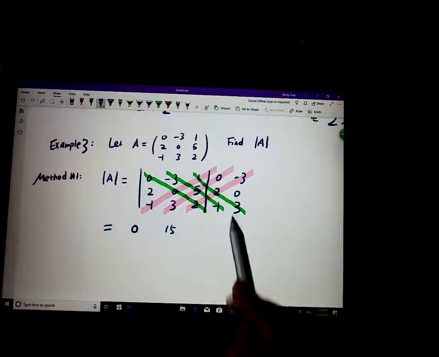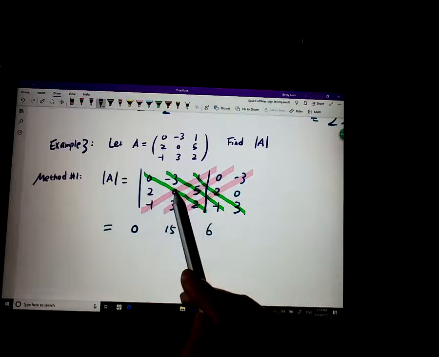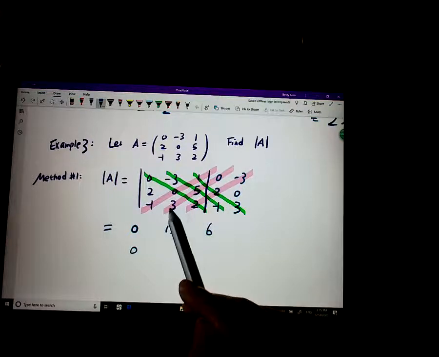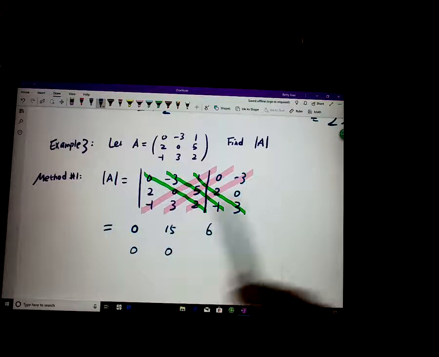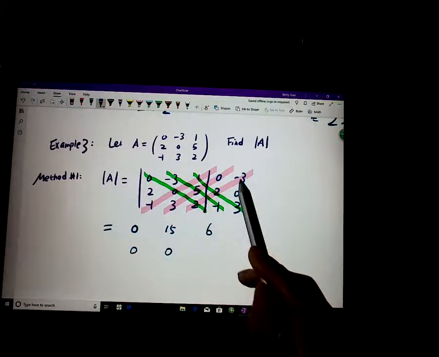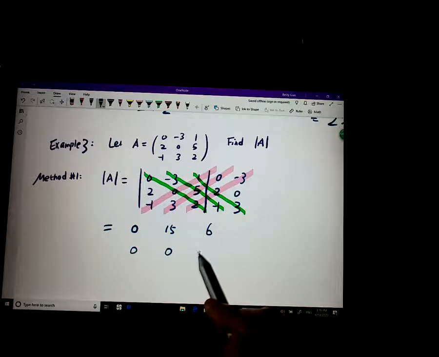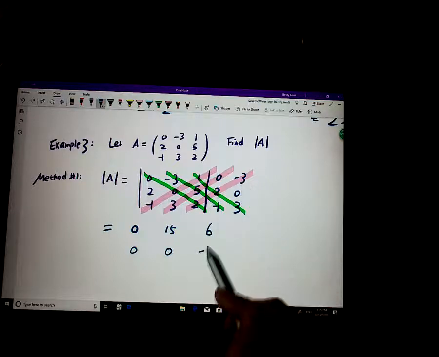Okay, in the third green line, we have 3 entries. Multiply them together. What do we have? We have 6. Let's see the pink lines. The first pink line, we have 3 entries: 1, 0, -1. The product of the 3 entries is 0. Second pink line, 0, 5, 3. Multiply the 3 entries together, we get a 0 again. Third pink line, we have -3, 2, 2. Multiply them together, what do we have? -12, right? 2 times 2 is 4. 4 times 3 is 12.